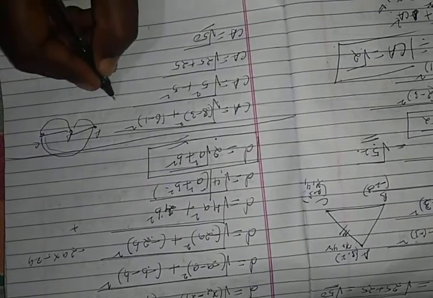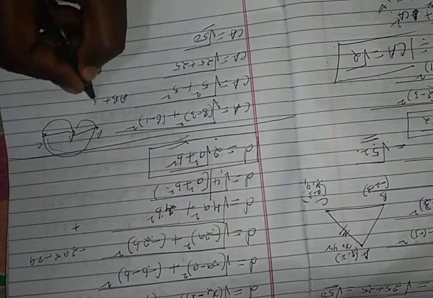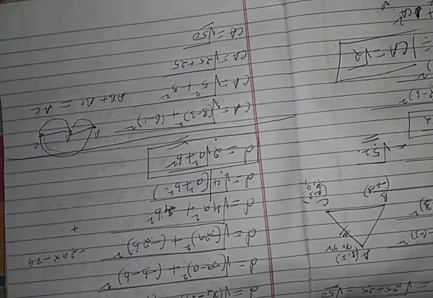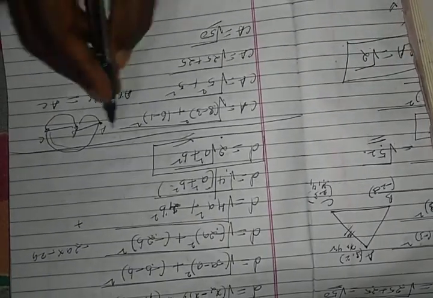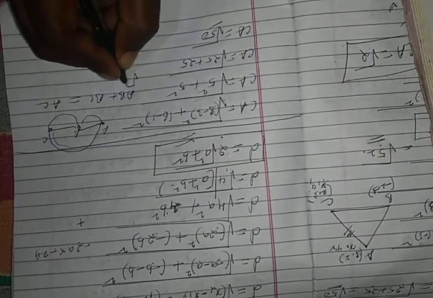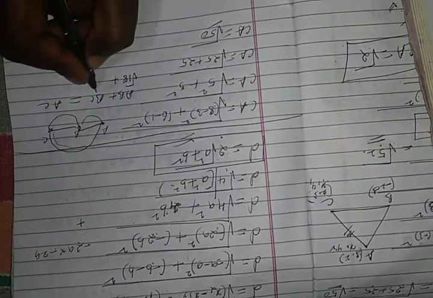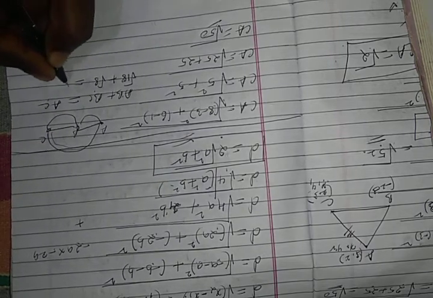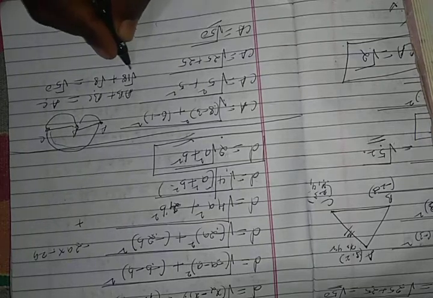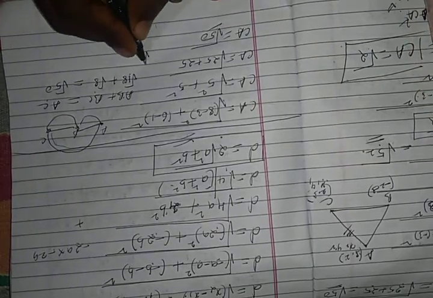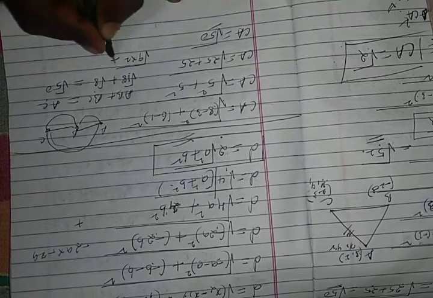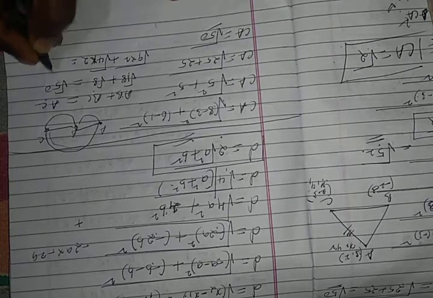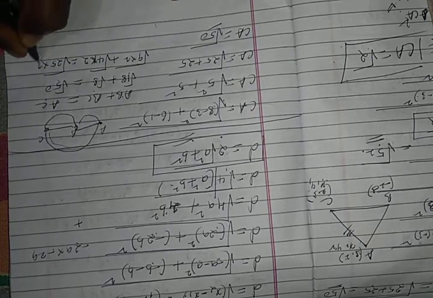Let us see, what is AB plus BC is equal to AC? AB is root 18 plus BC is root 8. It is equal to AC, or CA, which is root 50. The simplest form of root 18 is 9 into 2, plus 8 is 4 into 2, and this one is 25 into 2.